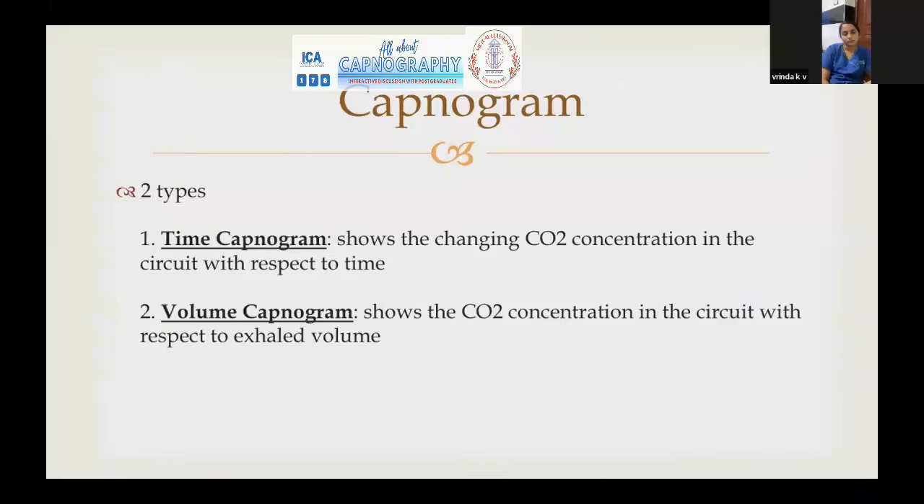So we'll see about capnograms. What is a capnogram? A capnogram is a graphical representation of carbon dioxide concentrations in the exhaled air. It can be of two types. In both of these, we have two axes, the x-axis and the y-axis. As it shows the concentration of carbon dioxide, the y-axis will always be carbon dioxide. Based upon what is on the x-axis, we have a time capnogram, where on the x-axis we have time, and a volume capnogram, where on the x-axis we have the exhaled tidal volume.